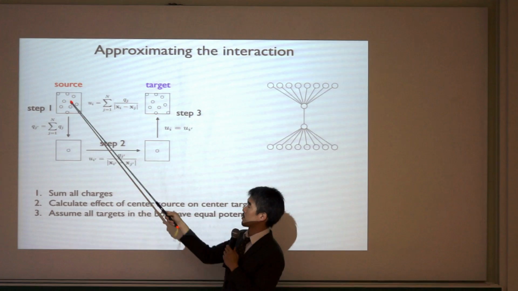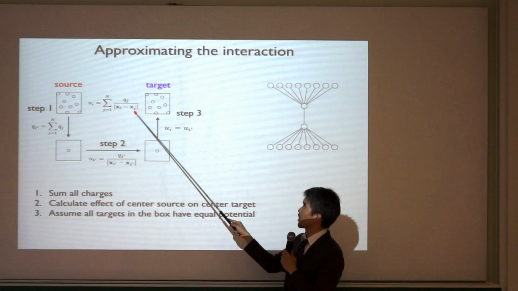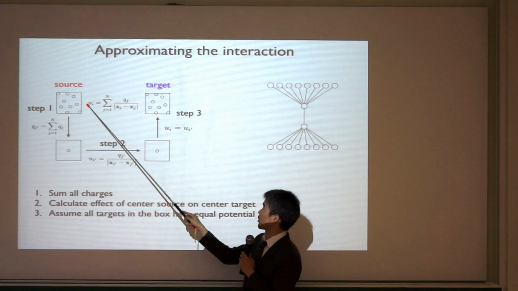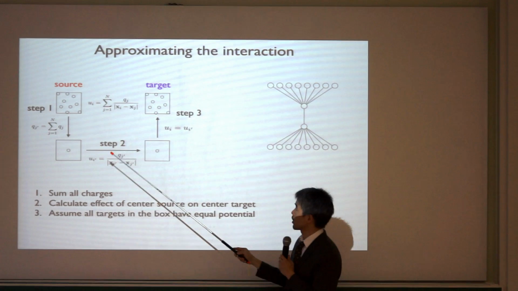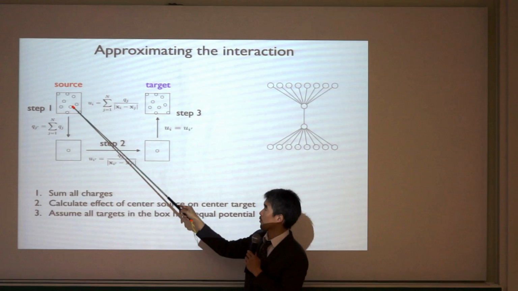So you have a 1 over r potential, with xi minus xj being the distance. Then you multiply the charge to that, and you sum up all the effects. Then you get the induced potential, ui, at all those points. Consider these as the source points and these as the target points, and say that these two are far away. So this one is over here, this one is over here.